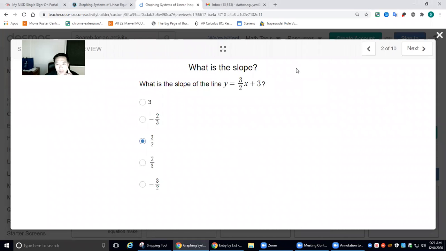What is the slope of this function? The slope of the function is 3/2. That is the coefficient in front of the x. That's my slope right here. So we pick 3/2 on your assignment over here.